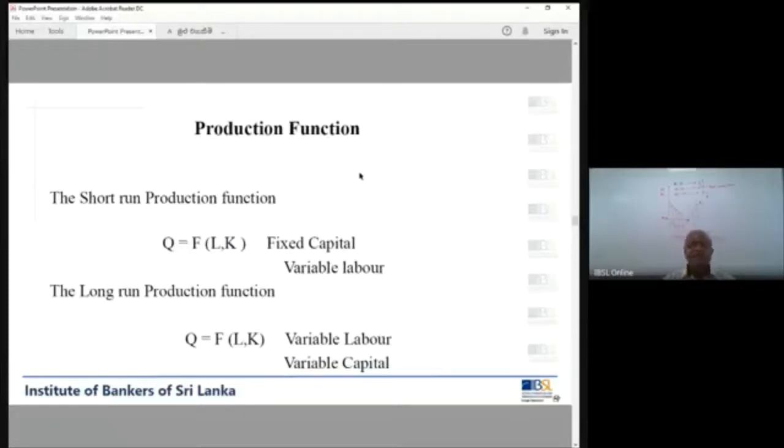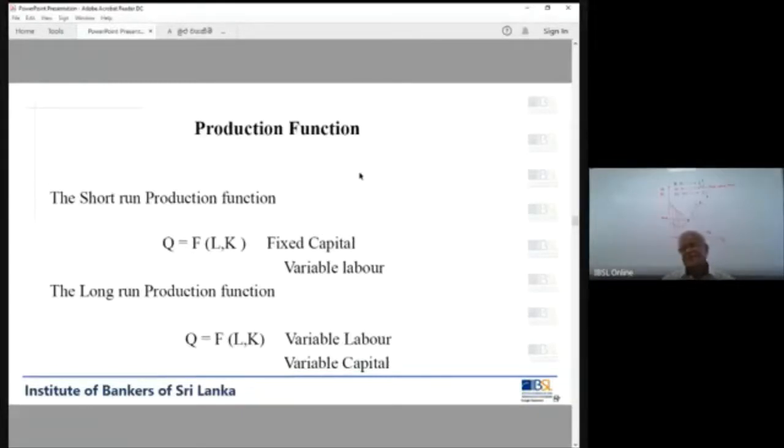In the short run, when there is a fixed factor, there is a fixed cost. For example, 3 computers. Every month you have to pay the rental of the computers. Let's say 1,000 rupees every month. That is the fixed cost.